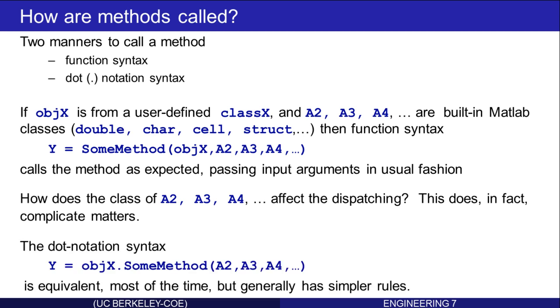Now, what about the dot notation syntax? Here's effectively an equivalent version of what's above in dot notation. First, the object is listed, then a dot, and then the method name, and then the remaining arguments from the argument list. Notice that obj is not an argument, at least in this call. It's out in front. This is equivalent most of the time, but generally it has some simpler rules for dispatching, and those simple rules might be what you're looking for, or they might not be rich enough. It depends on the class. Right now, I want to go over just how it all works and what are the rules.